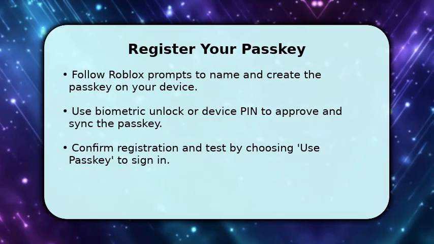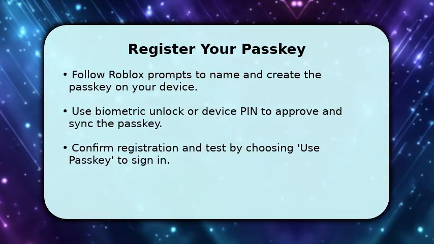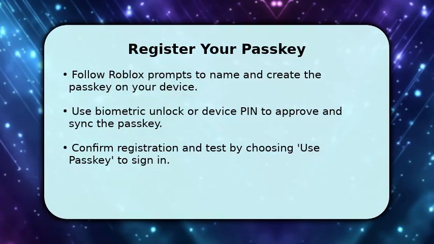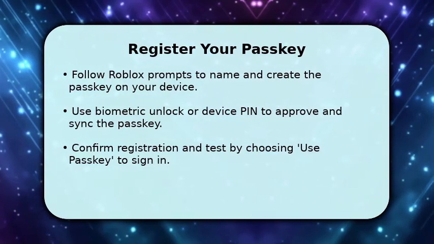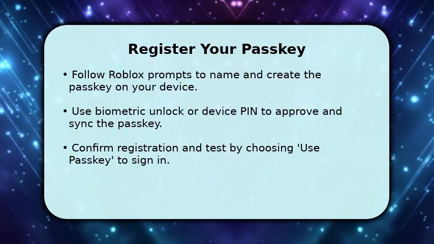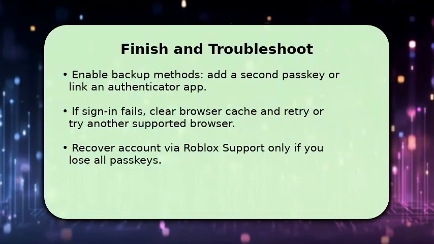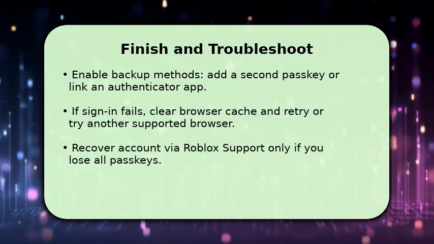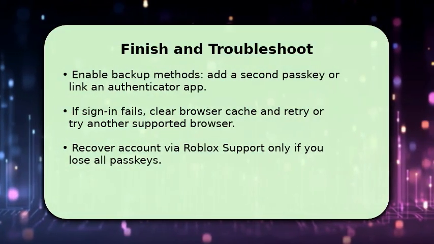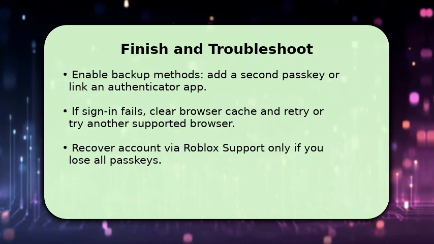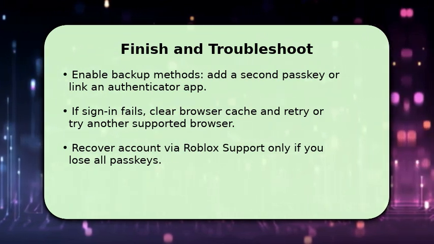After creation, perform an immediate test sign-in. Sign out, pick Use Passkey, and complete the biometric unlock. This verifies the link and prevents being locked out later. Finish by adding a backup passkey or a linked authenticator to avoid single-point failure. Redundancy prevents lockout if your primary device is lost.